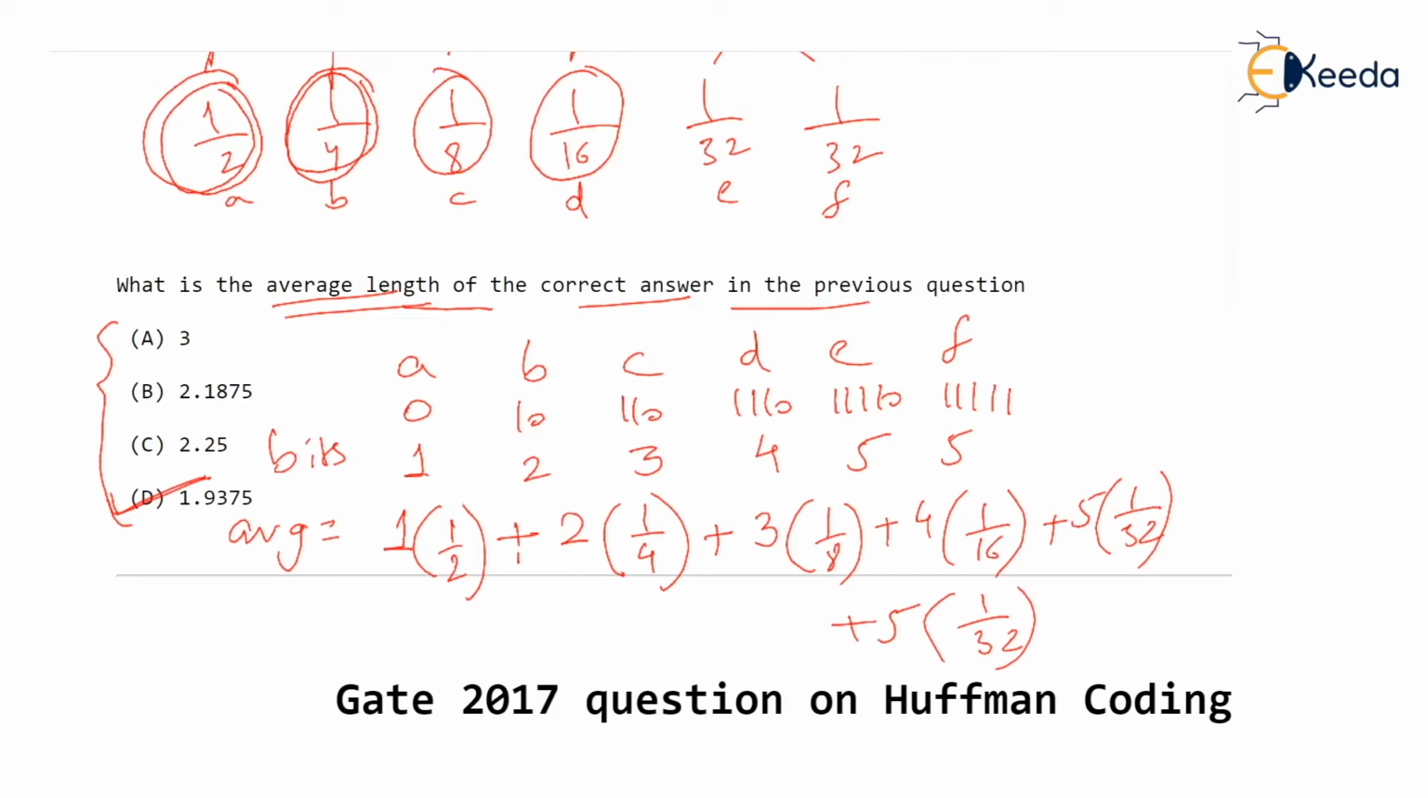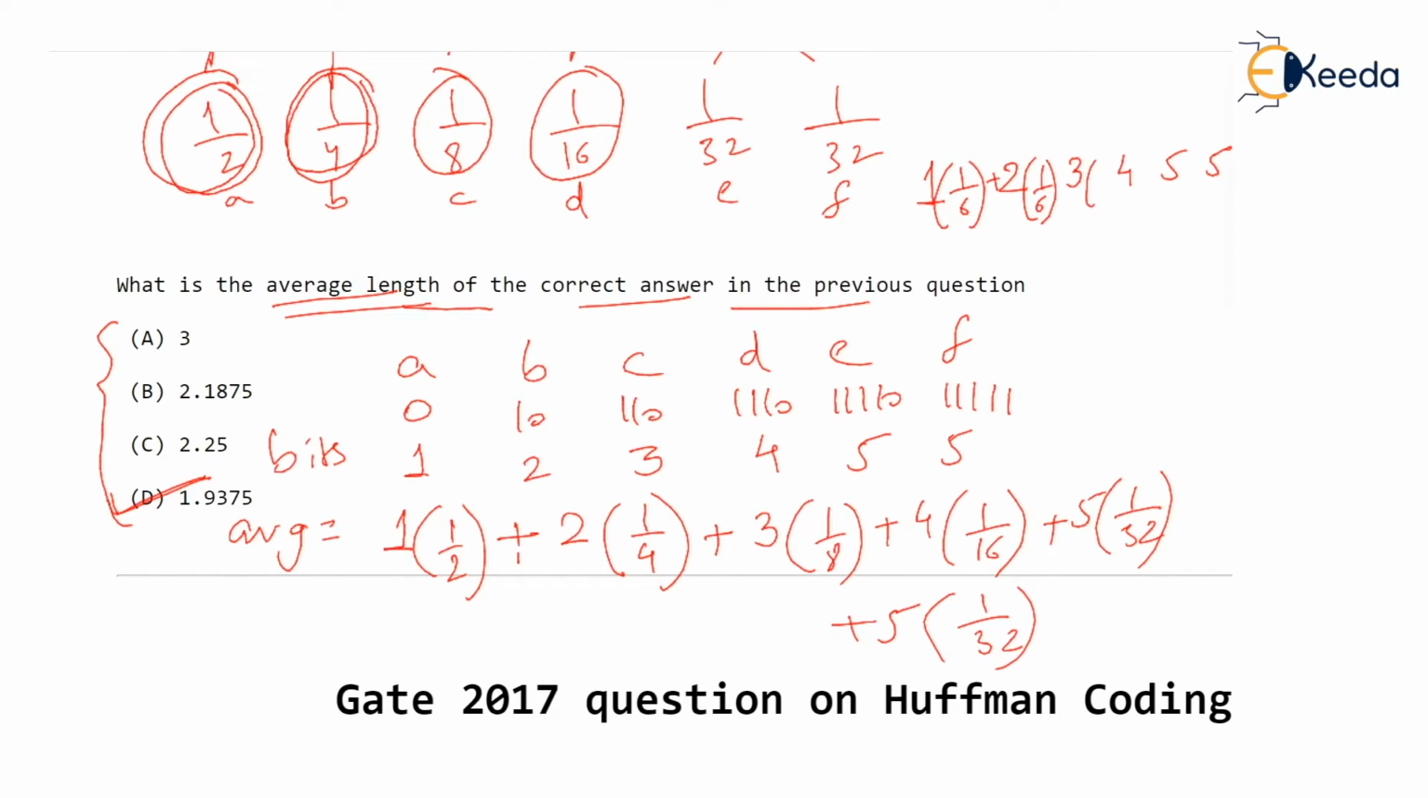I repeat, you just can't add all the bits and divide that 20 by 6. Because if you are adding like that, then you know what you are doing. You are saying A requires 1 bit, B requires 2 bits, C requires 3 bits, D requires 4 bits, and E and F require 5 bits. You added all this and divided it by 6. What that means is you are saying the probability of each letter is 1 by 6.